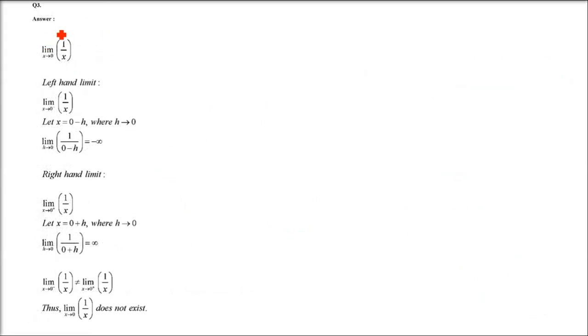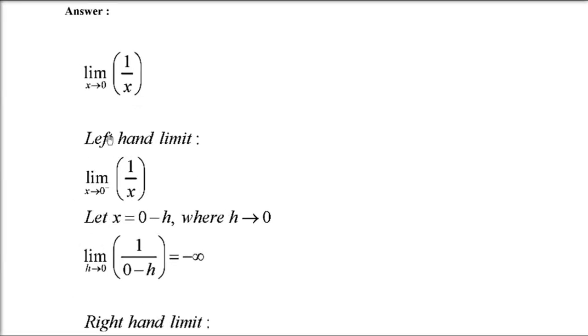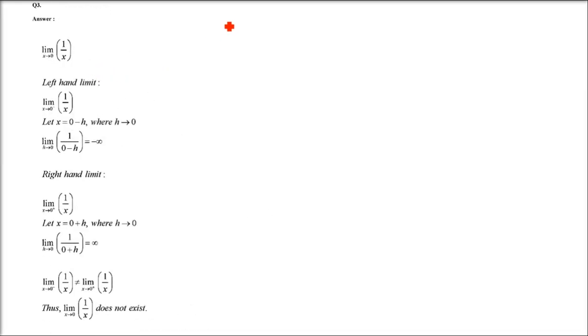Now question number 3 we have. Show that the limit x tends to 0 of 1 by x does not exist. So what we will do, I'll just show you what it means actually. We are going to find the left hand limit and right hand limit, and we'll show that they are not equal. So 1 by x, where is the problem? When you put x equals 0, 1 by 0 means what? It is infinity. Whenever you divide anything by 0, it's infinite.